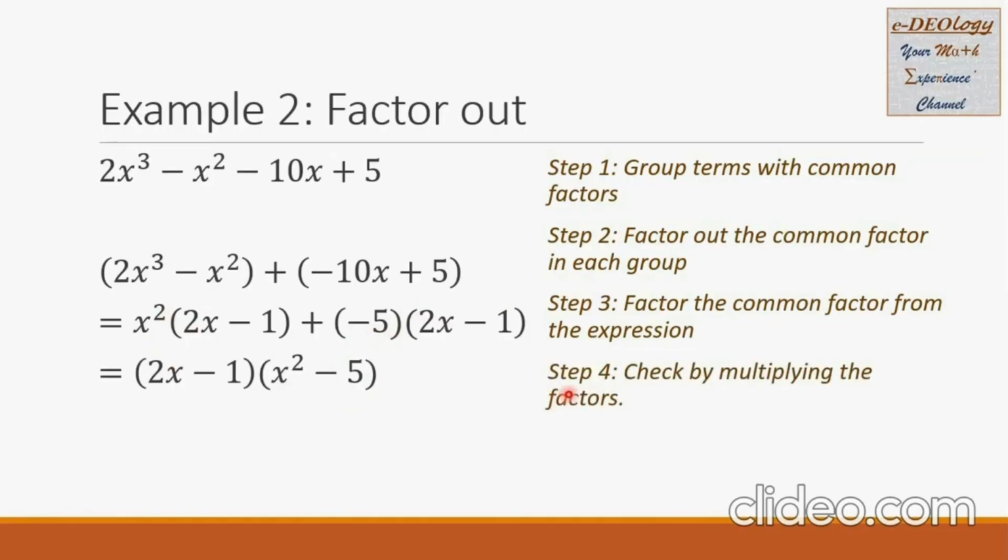So for step 4, I'm going to check by multiplying the factors. So the 2x times x squared, the answer is 2x cubed. 2x times negative 5, I will get negative 10x. Then negative 1 times x squared, it is negative x squared. Negative 1 times negative 5 is positive 5. So we are now sure that our answer is correct.